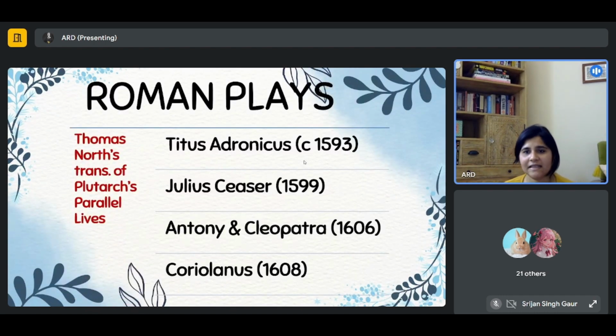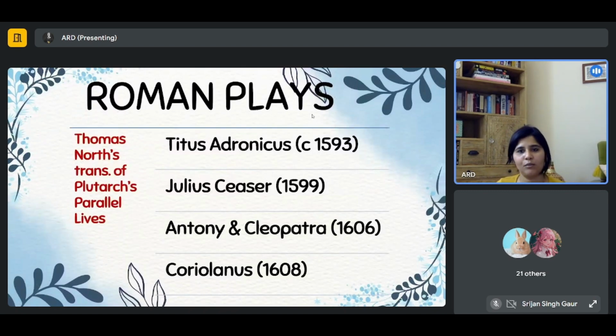Then Roman plays. These are the four Roman plays, and they are based on Thomas North's translation of Plutarch's Parallel Lives. Plutarch wrote Parallel Lives, the lives of the kings, royal lives. It was documentation by Plutarch, translated into English by Thomas North, and then from Thomas North's translation, Shakespeare took inspiration. He read them, he made the plots. He got to know biographically what happened, and then he created the whole play.